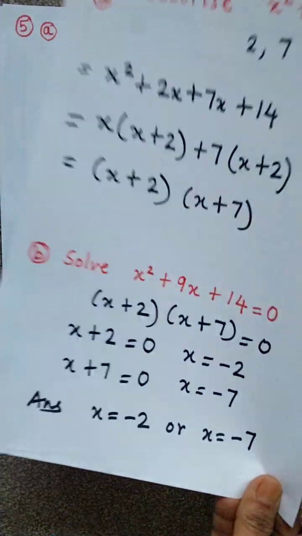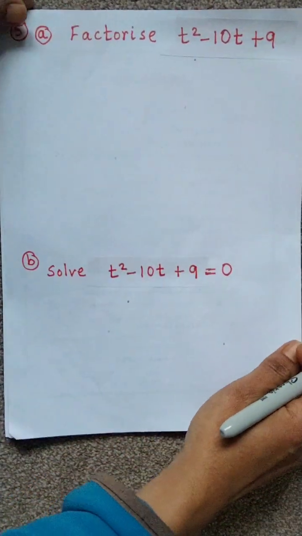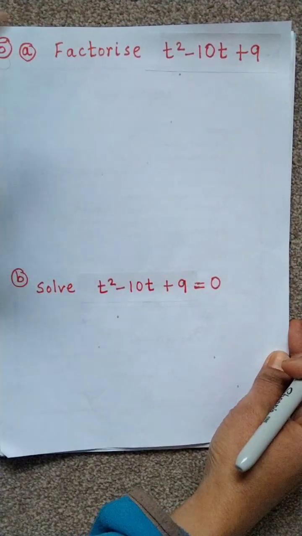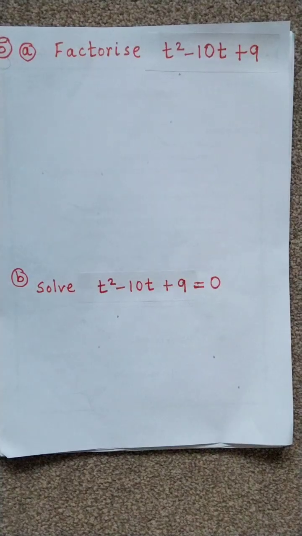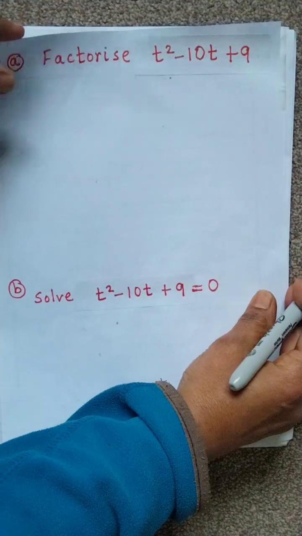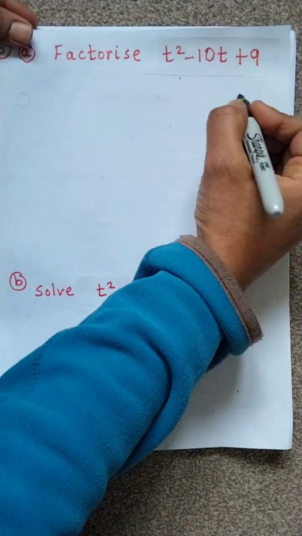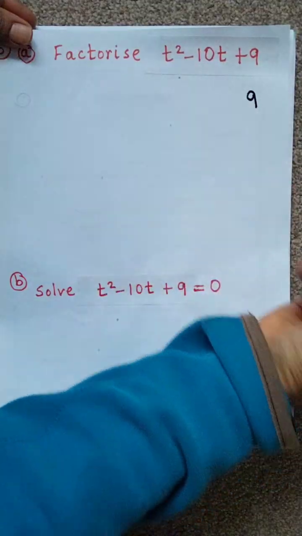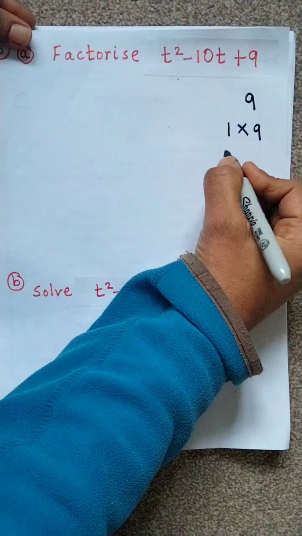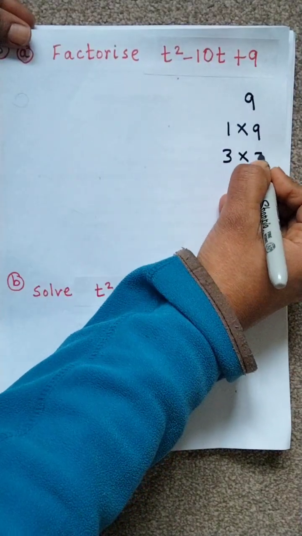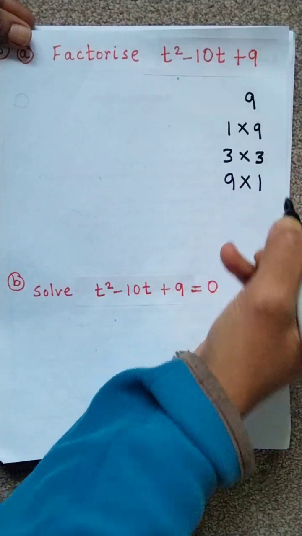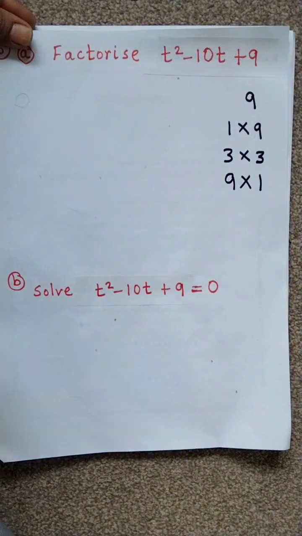Now, another question. Again, factorize, and after factorizing, we solve it. So first, let us factorize this question. It is t square minus 10t plus 9. 9 we will write in the form of a product. 9 can be written as 1 times 9, or 3 times 3, or 9 times 1. These are the different ways we can write 9.